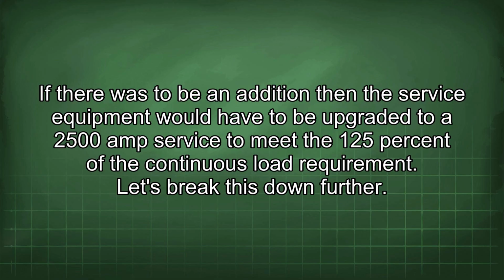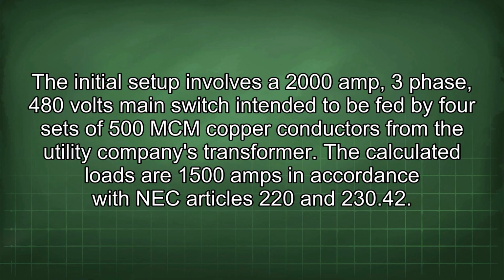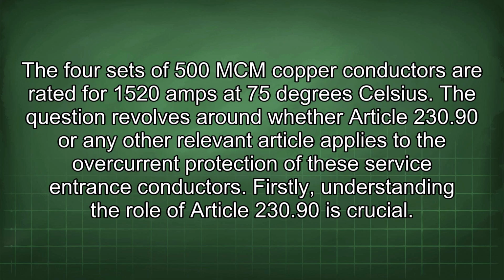Let's break this down further. The initial setup involves a 2000 amp, 3-phase, 480 volt main switch intended to be fed by 4 sets of 500 MCM copper conductors from the utility company's transformer. The calculated loads are 1500 amps in accordance with NEC Articles 220 and 230.42. 4 sets of 500 MCM copper conductors are rated for 1520 amps at 75 degrees Celsius.